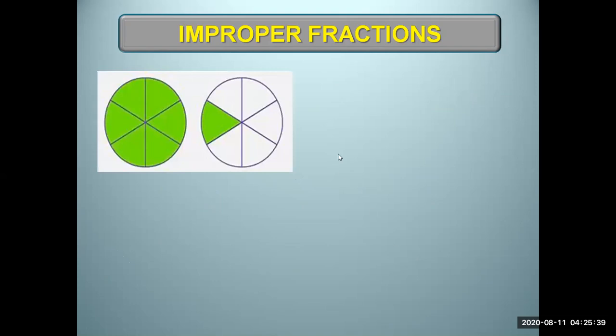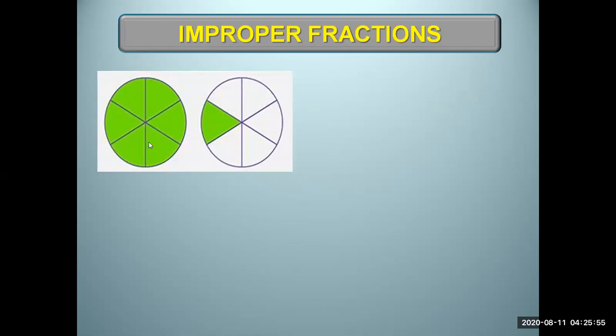Let's have a pictorial representation. We have a circle. We have actually 2 circles, but if we talk about one circle, it is divided into 6 equal parts. Each circle is divided into 6 equal parts.